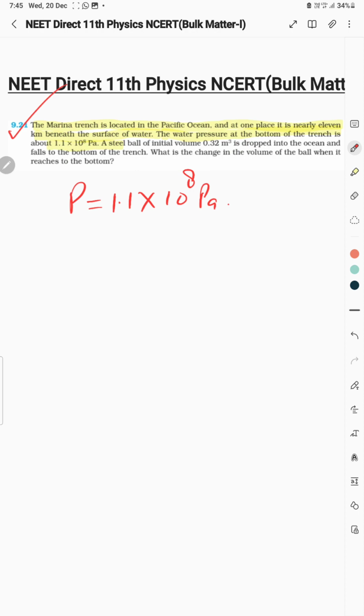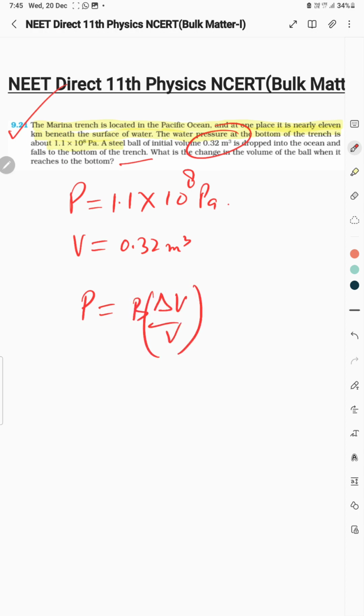A small steel ball of volume 0.32 meter cube, this is the initial volume, is dropped into the ocean and falls to the bottom of the trench. What is the change in the volume of the ball when it reaches the bottom? See, we know pressure, this bulk modulus, this is a standard formula that we use here, right?